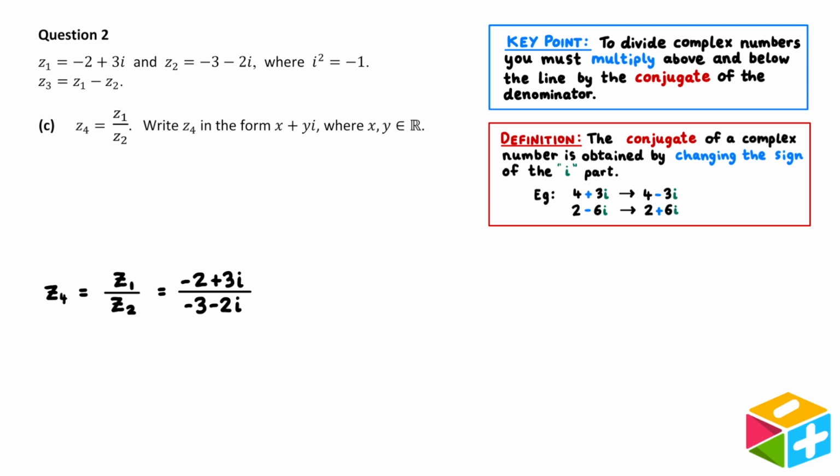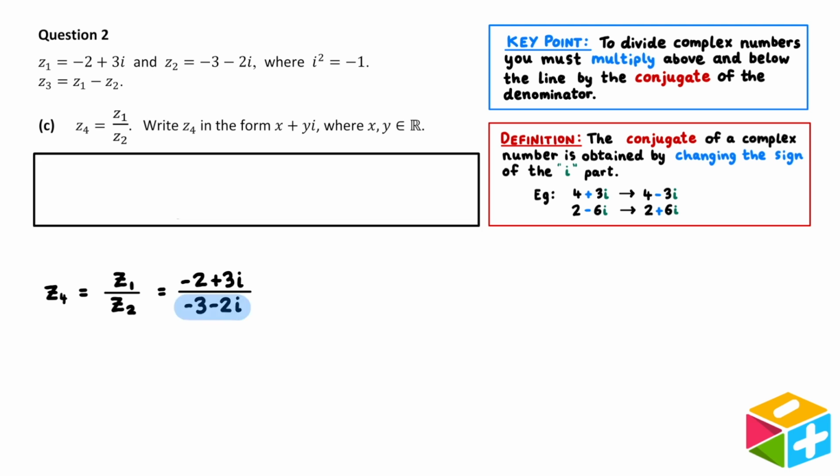So how do we find the conjugate of a complex number? Well, this is obtained by changing the sign of the i part. For example, if we had 4 plus 3i, the conjugate would be 4 minus 3i. If we had 2 minus 6i, the conjugate would be 2 plus 6i.